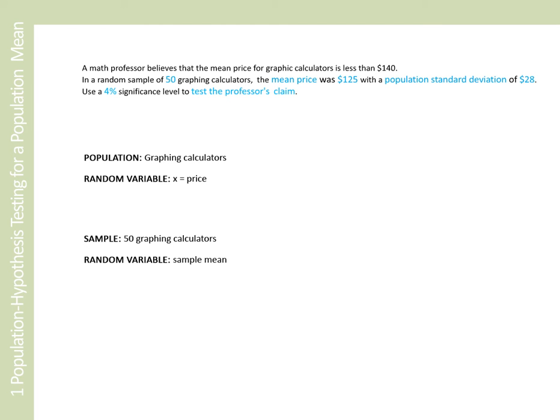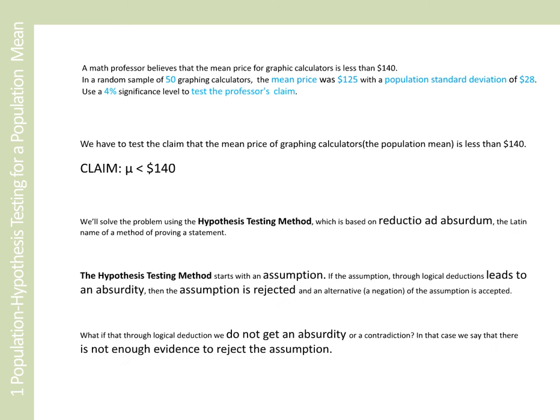In a random sample of 50 graphing calculators, the mean price was $125. The population standard deviation is $28. Use a 4% significance level to test the professor's claim. In this problem we have to test the claim that the mean price for graphic calculators is less than $140.